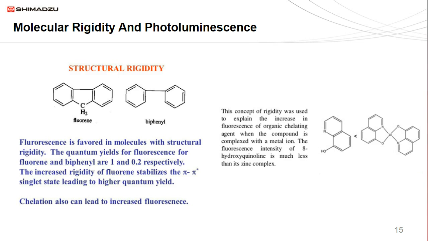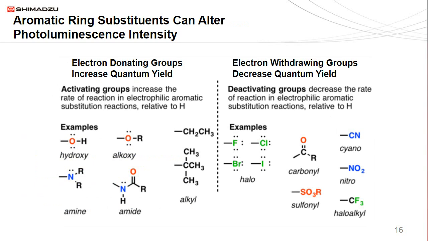Chelation can do the same thing. You look at the 8-hydroxyquinoline. If you chelate it with zinc, that causes you to have a rigid ring system, and whereas the 8-hydroxyquinoline is not very fluorescent, the chelate is. Now, as you're probably beginning to see, it's very difficult to try and guess as to whether any given molecular structure will actually fluoresce or not.